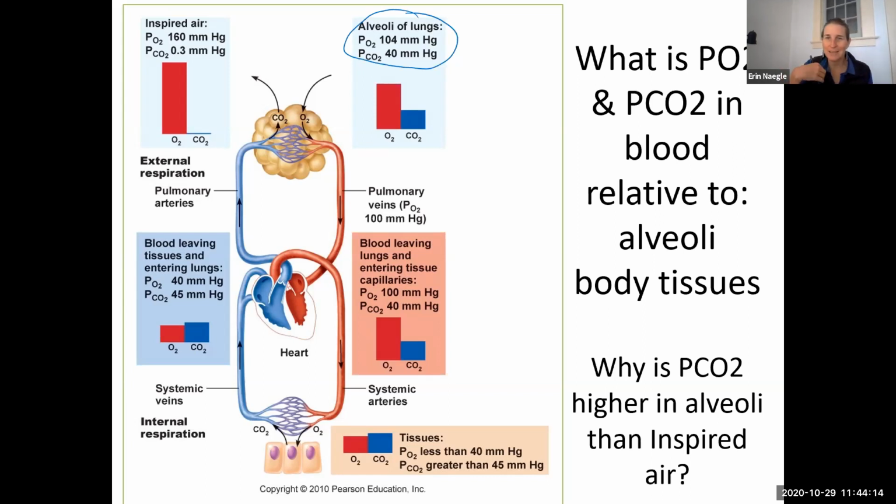As you breathe in, the partial pressure of oxygen inside of your alveoli is 104 millimeters of mercury for oxygen, and it's around 40 for carbon dioxide. Now you will remember that it was 160 out here outside of your body, right? So why is it 104 in your lungs? Well, because of this.